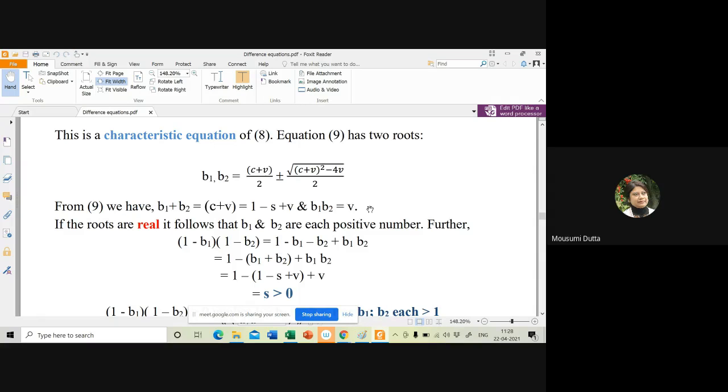So if the roots are real, it follows that B1, B2 are each positive numbers. Further, we consider 1 minus B1 into 1 minus B2. So I am solving for 1 minus B1 into 1 minus B2. It is 1 minus within bracket B1 plus B2 plus B1 into B2. So I am plugging the values for B1 plus B2 and B1 into B2. As I do so and adjust the elements, I am getting it is simply MPS, small s. And if it is small s, it is positive. So please check the steps. If anyone has any question, any query, please ask me.